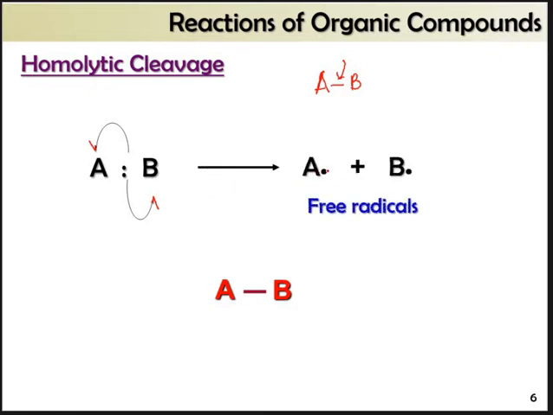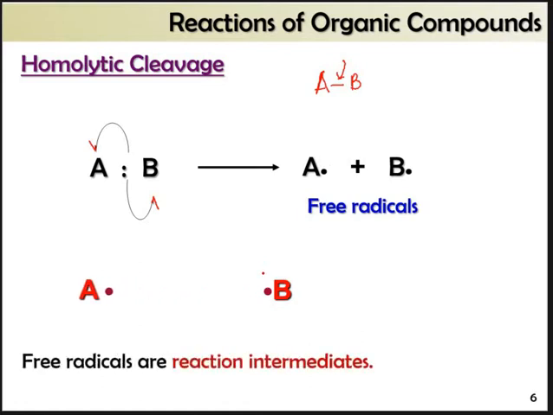Here, the electron is shown after transferring as just a dot. That shows it is an electron. So that means A and B cleave and produce free radicals.